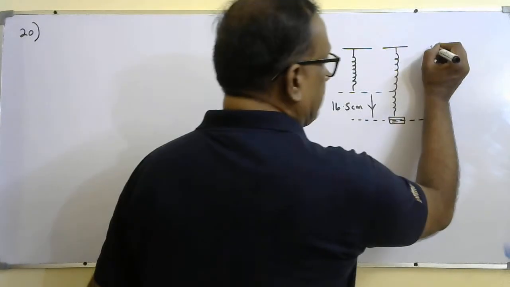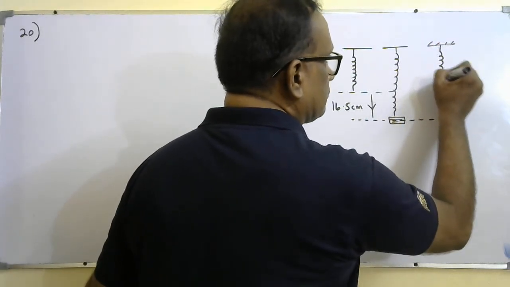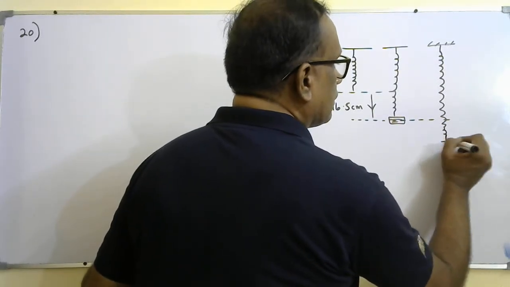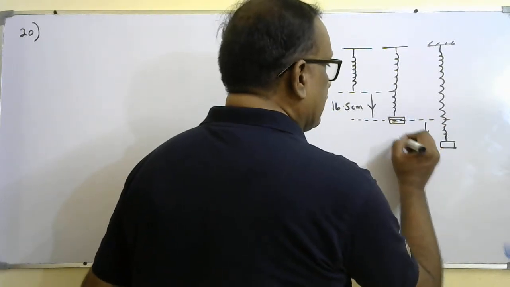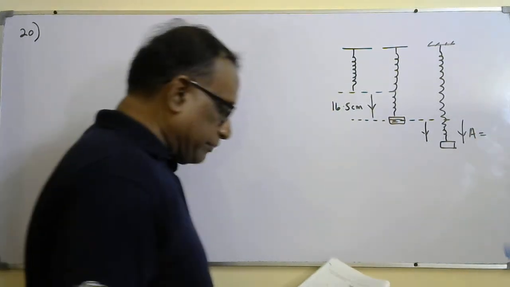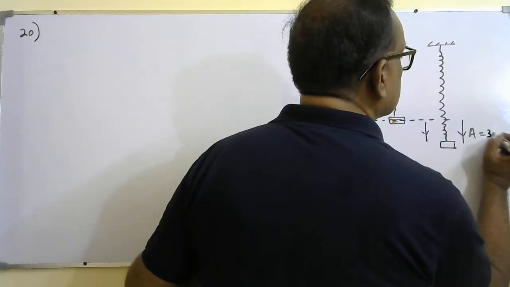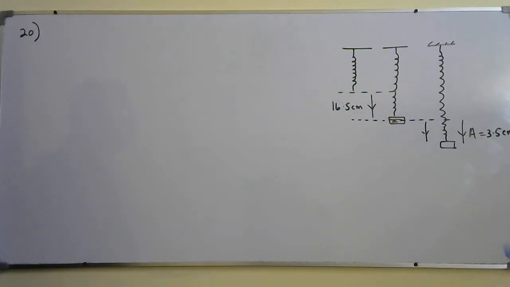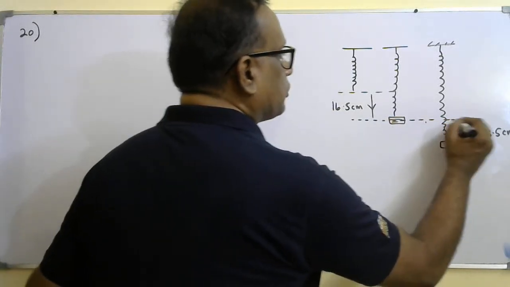So now what's happening is it's released further down from this position. So this is going to be the amplitude of oscillation. I'll put it here, amplitude is going to be 3.5 centimeters. That's the amplitude of oscillation. Okay, so this is the equilibrium position where I put a dot.